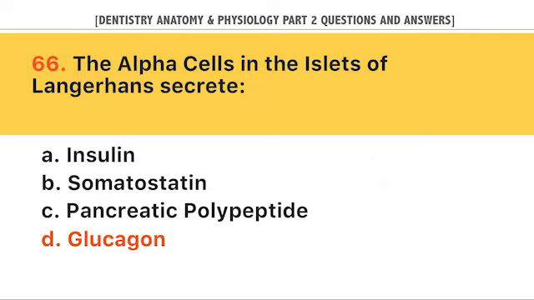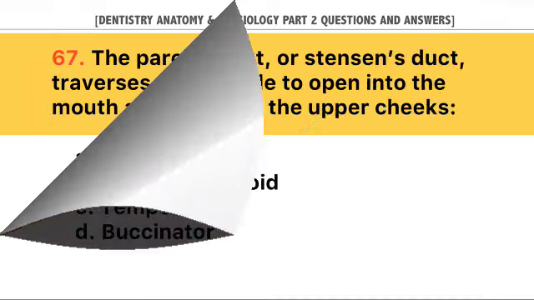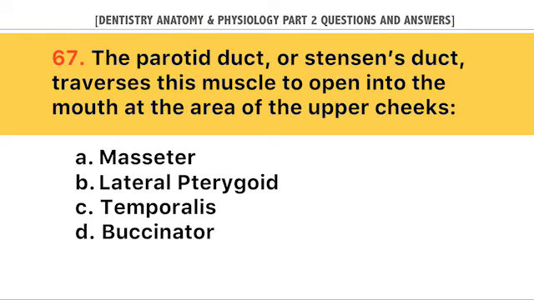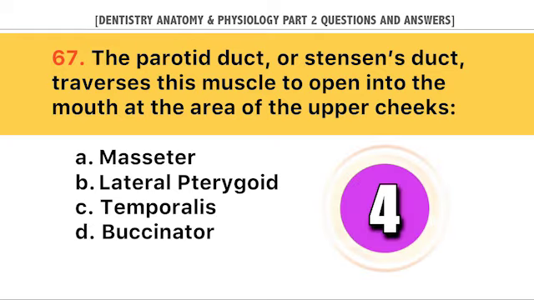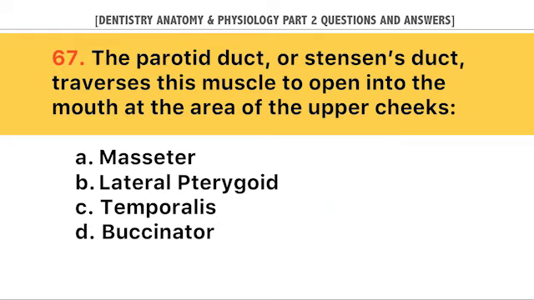Answer D. Glucagon. The parotid duct or Stensen's duct traverses this muscle to open into the mouth at the area of the upper cheeks. A. Masseter, B. Lateral pterygoid, C. Temporalis, D. Buccinator. Answer D. Buccinator.